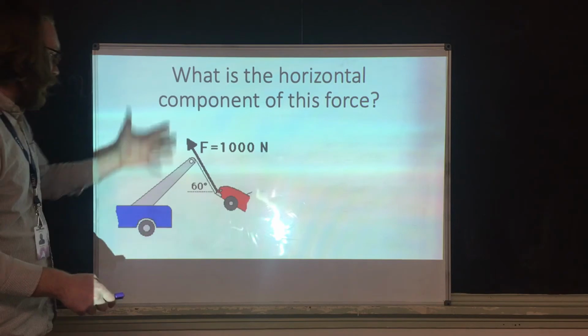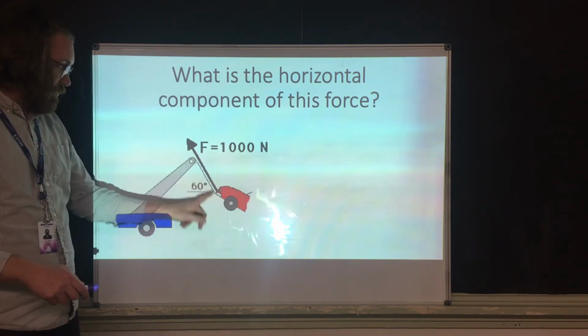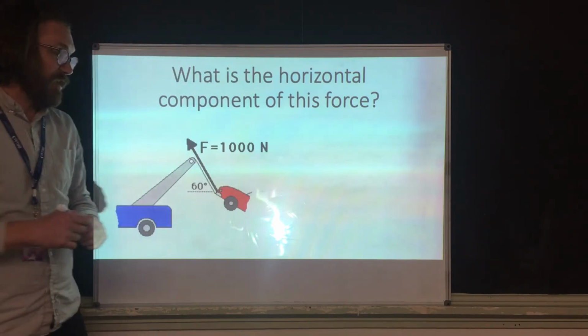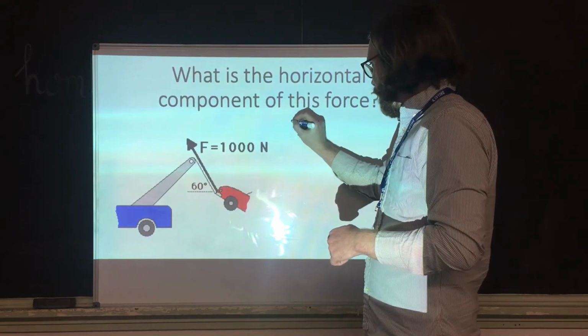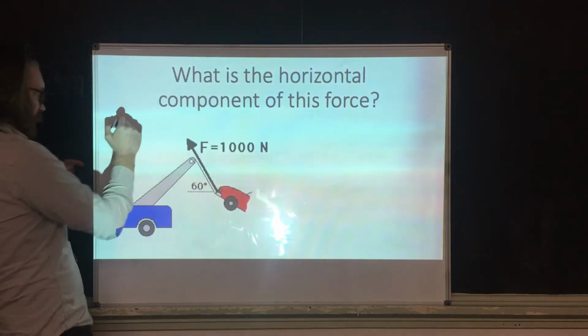All right, so here we have an angle with the horizon of 60 degrees. We have a total force at that angle of 1,000 newtons. And we want to know what's the horizontal component of this force, okay? Well, to find this, I'll just do it over here so I can bring the calculator over there.